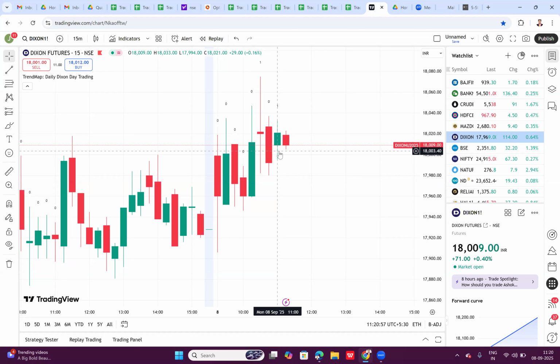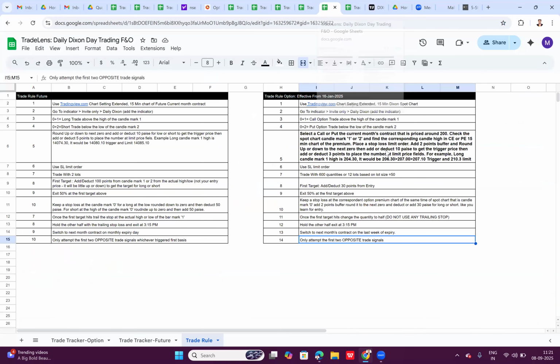But if entry is also not executed and we get any other opposite direction trade, then out of the two opposite direction trades, we have to take entry in the first one. Okay. Means we don't have to revise entry as per a new same direction trade. Rule number 14 is important. Only the first two opposite signals we have to focus on.